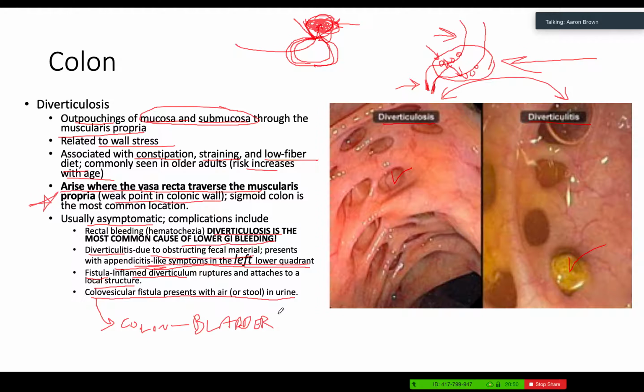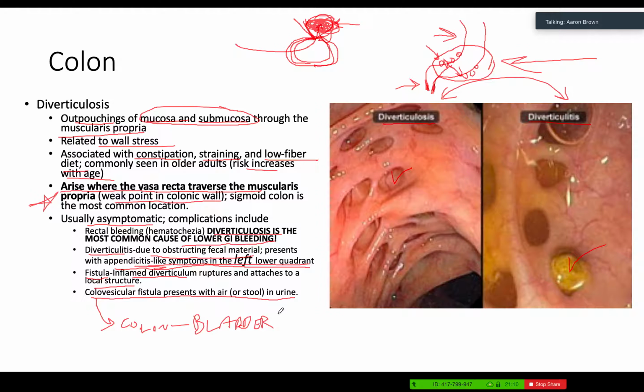has very bubbly urine. When they pee, they see a lot of bubbles inside. The other thing that they see is the urine is going to stink. Very stinky, bubbly urine. I want you to start thinking about a colovesicular fistula. Do not miss this on a question because there's not a lot of stuff that causes that, right?